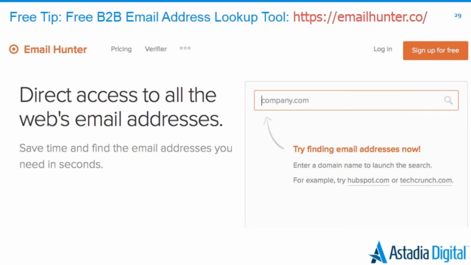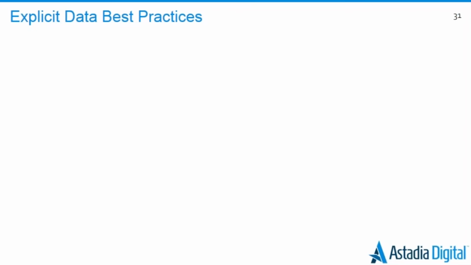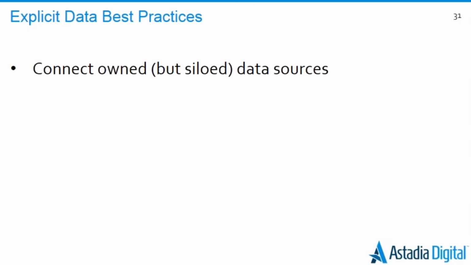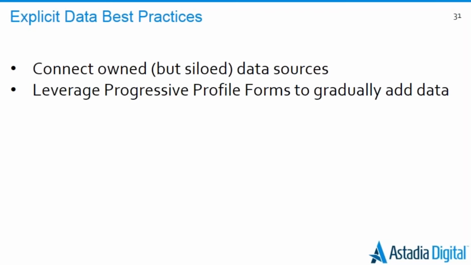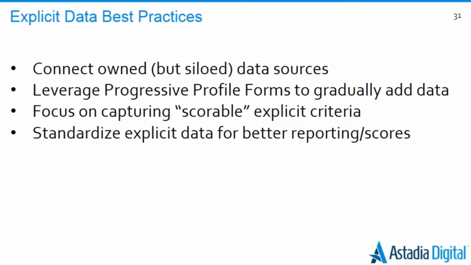So moving on to explicit data, it's important to understand explicit data, because, again, that's the data that is given and collected most often in forms. So it's important to be able to connect any siloed data sources that you may have, while also looking to add additional data through the use of progressive forms, and in doing so, always trying to personalize and capture scoreable criteria while also standardizing the data to help in reporting and scoring models. Explicit data should also be leveraged to help in building and understanding lookalike models of your best customers.